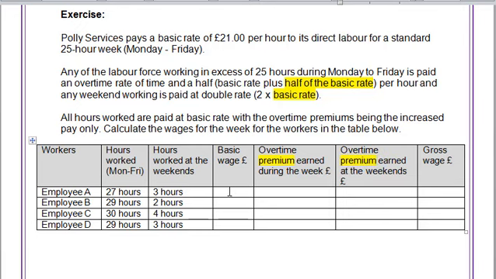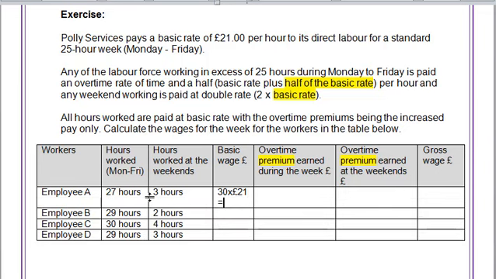So for my basic wage, the total hours that they have worked will be paid under the basic wage. So for employee A, it will be 30 hours, which is 27 plus 3, times £21. Do not forget that. So that will give me £630 in total for that staff member. The basic wage is £21 per hour, times your 30 hours will give me 630.